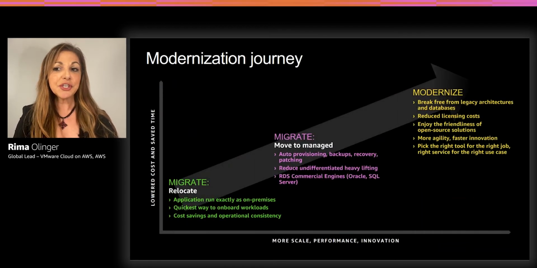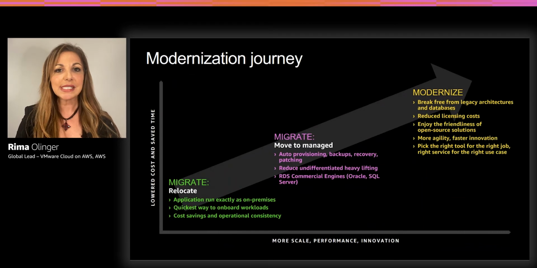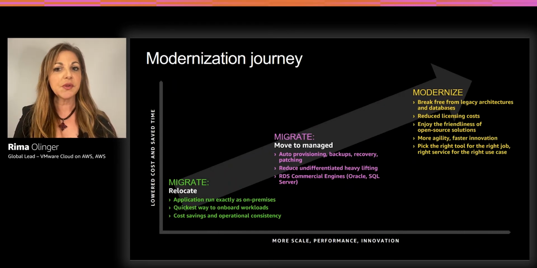Customers' modernization journey with VMware Cloud on AWS starts with the first step of relocating their VMware workloads to the hybrid service. Before the introduction of VMware Cloud on AWS, customers have been doing lift and shift through rehost. Well, that worked well for many customers over the years. VMware Cloud on AWS provides a seamless way for our customers to migrate faster, simpler, and to maintain operational consistency.